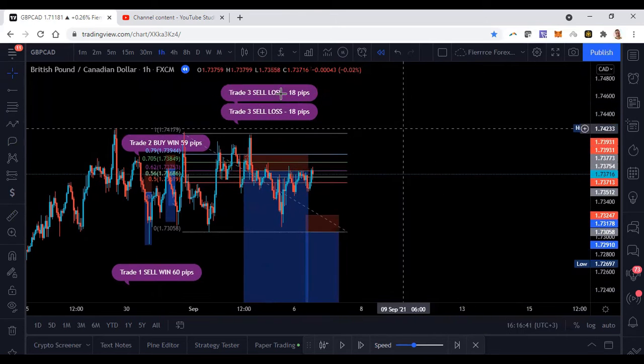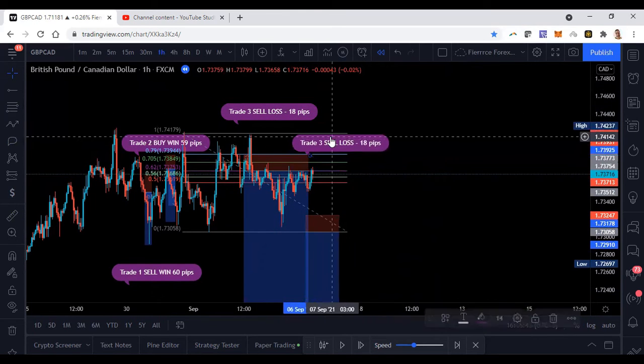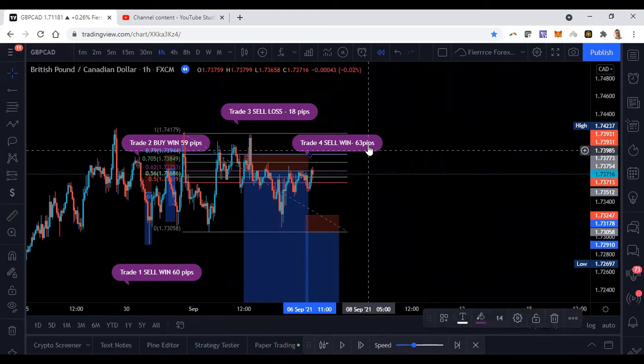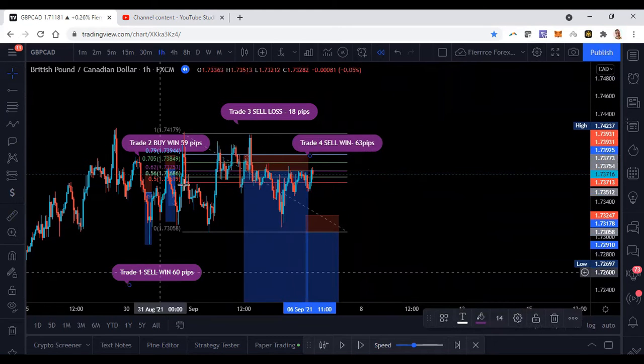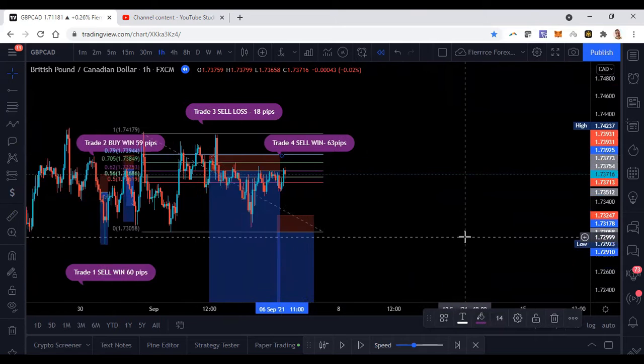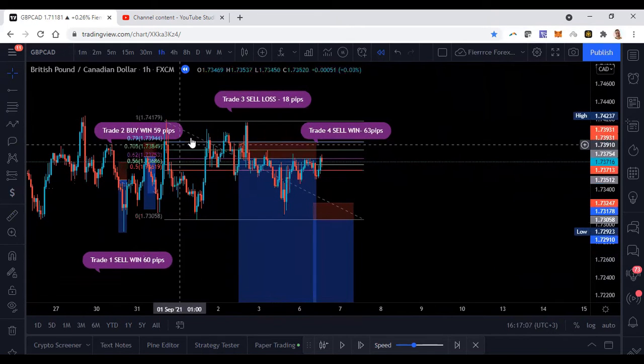Did I say I wasn't going to talk too much? Trade number 4, I sold and we bagged. So guys, we are still winning. We're on 4 trades and we are almost 200 pips in the blue, okay, just on 3 trades.